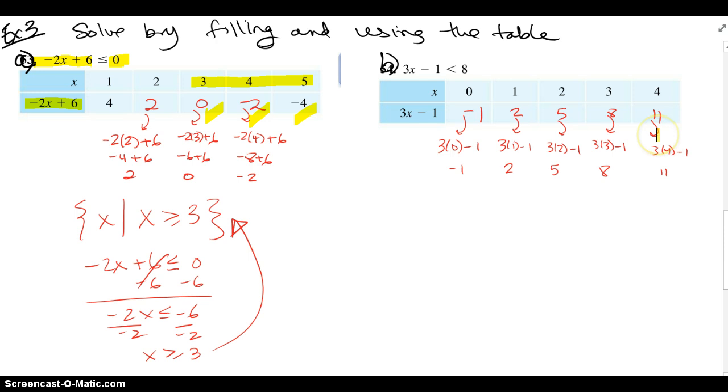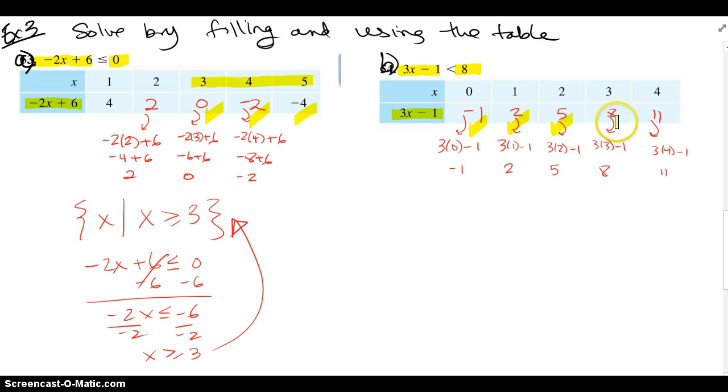So once we fill the table, we go back and analyze what the problem is asking. The quantity 3x minus 1 has to be less than 8. So here's the quantity 3x minus 1, and all these outputs that are less than 8 qualify for my answer. So this is less than 8, yes. This is less than 8, it's a 2, yes. This is less than 8, it's a 5, yes.